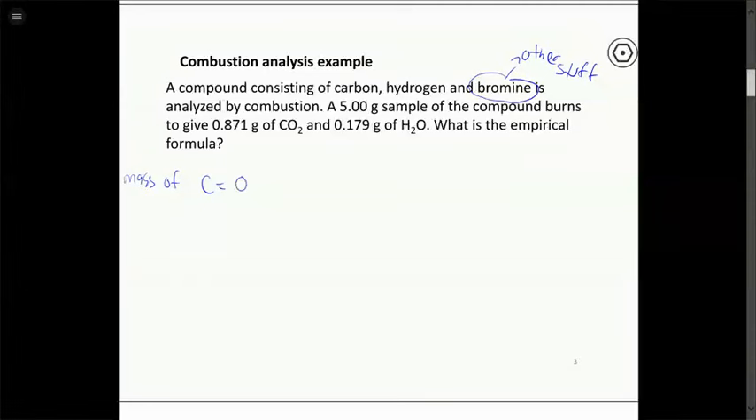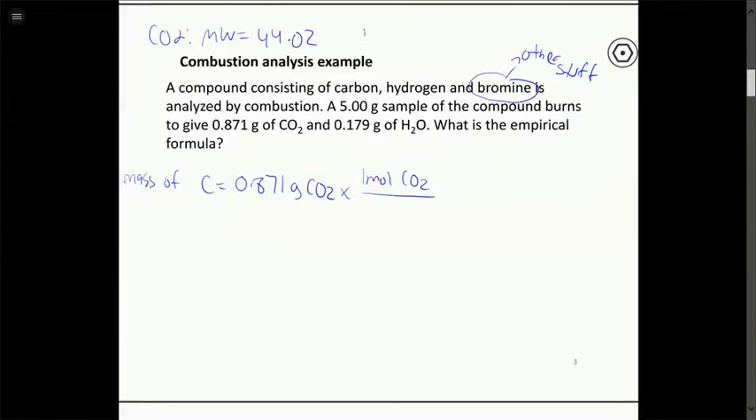So we can do a series of conversions here. We start with 0.871 grams of carbon dioxide. We can convert that into moles using its molar mass. So the molar mass of CO2 is 44. We'll need that. I didn't give it to you here. And for water, it's going to be 18.02. All right, so those will maybe not be given to you in every problem, but we can calculate those. We'll use these numbers. So our molar mass of CO2 gets us into moles of CO2 that formed.